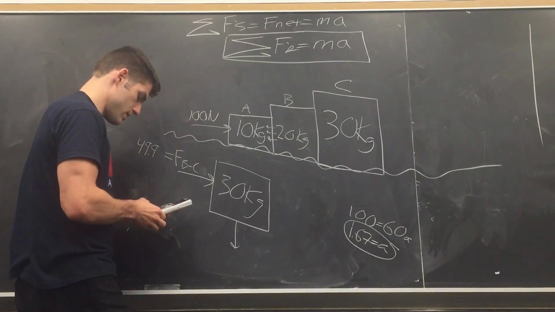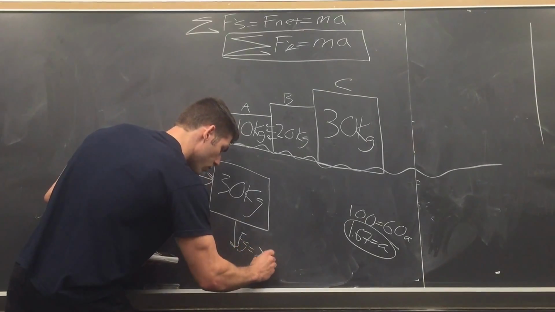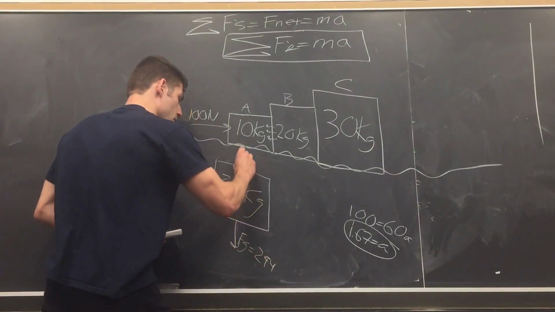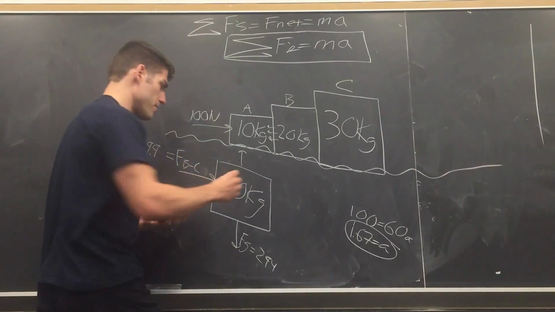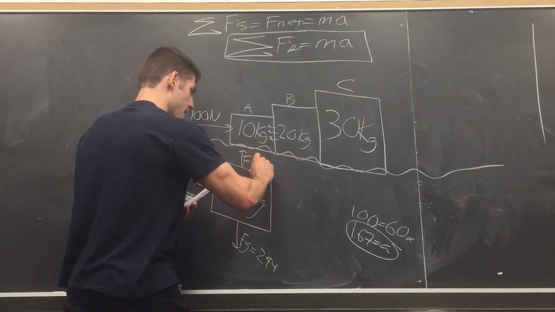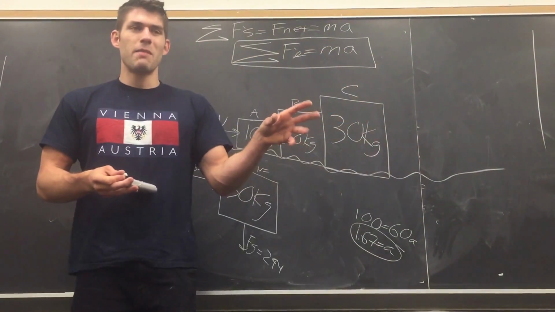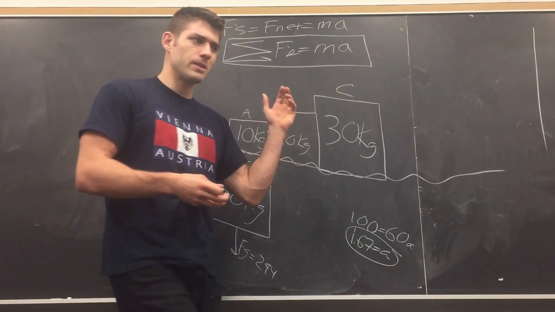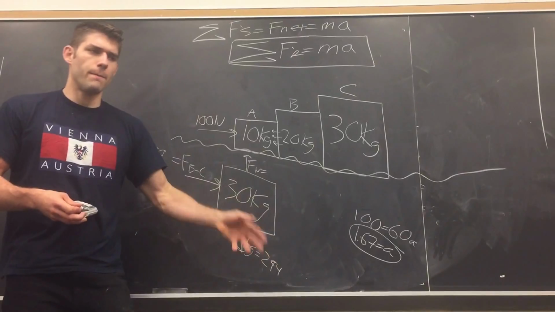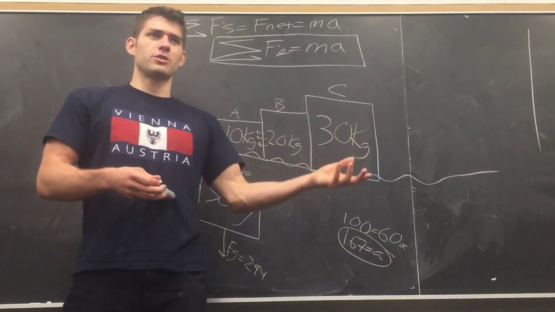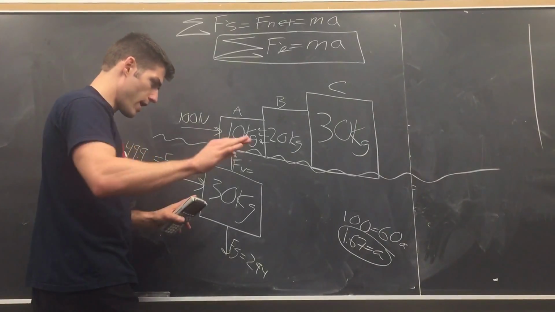Down, 30 times 9.8 is 294. Force gravity is 294. At some point you don't even have to write the force gravity and force normal, because you're going to realize they're not part of the problem. But for now, it's a good habit. And it will be important later in chapter 5, the force normal is directly related to the frictional force. The bigger the force normal, the bigger the frictional force. But I don't think you guys have done much with the frictional force, so we're not really including friction.